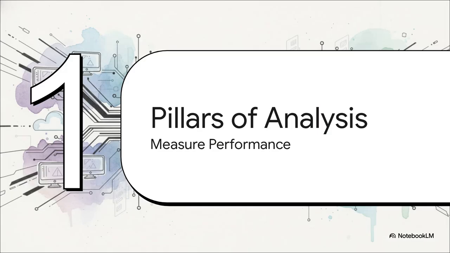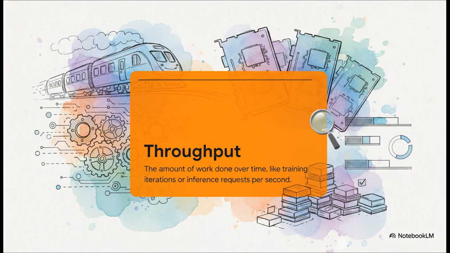To figure that out, we need a solid way to measure things. We can't just guess. We're going to build our analysis on what I like to call the 3 pillars of performance. Our first pillar is throughput. You can think of this as the sheer horsepower, the raw amount of work a GPU can muscle through over a period of time. We're talking about things like how many AI training iterations you can finish per second, or how many video frames you can render.